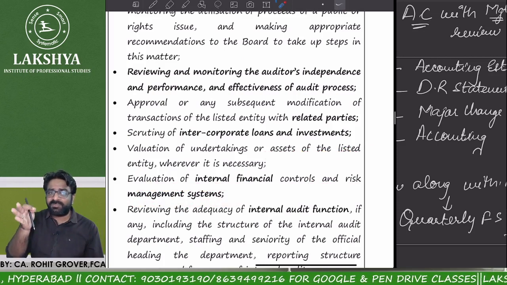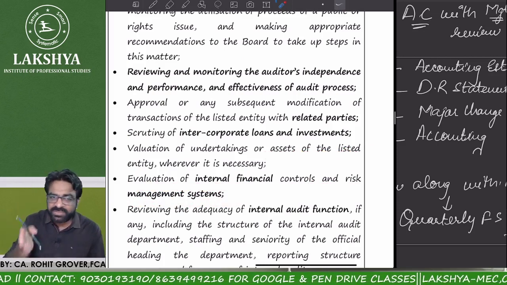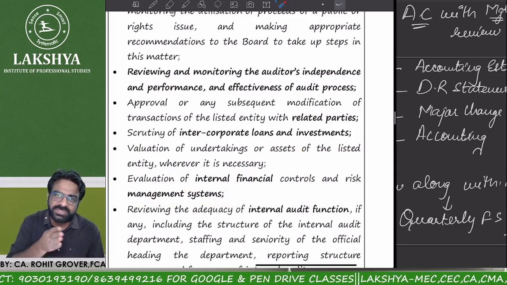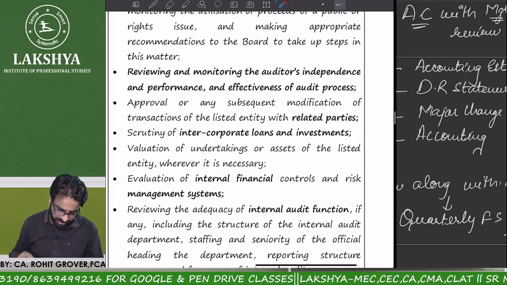Evaluation of the internal financial controls and the risk management systems. So instead of the board of directors, now the audit committee is the one which is going to review the internal financial control systems of the entity and the risk management systems.